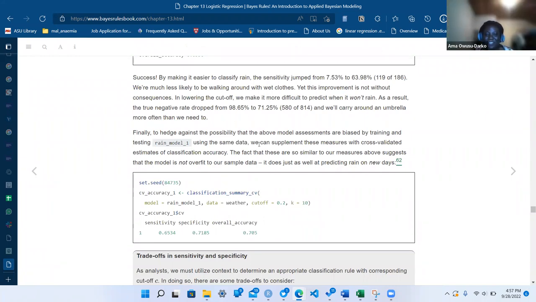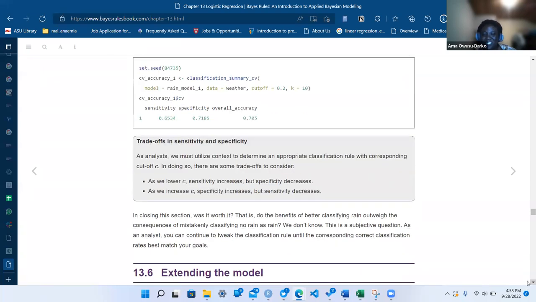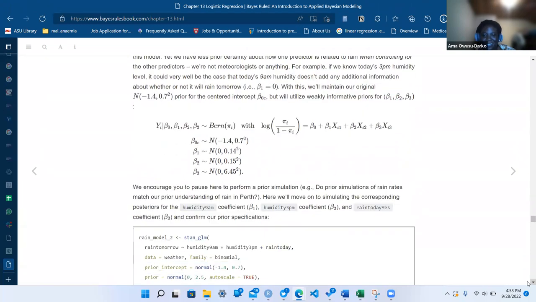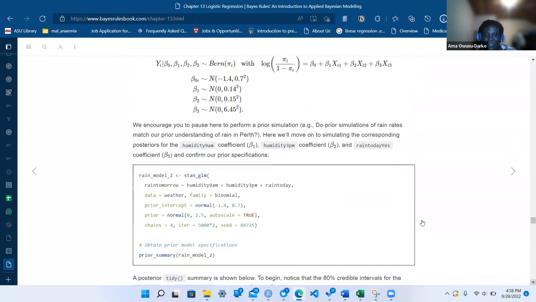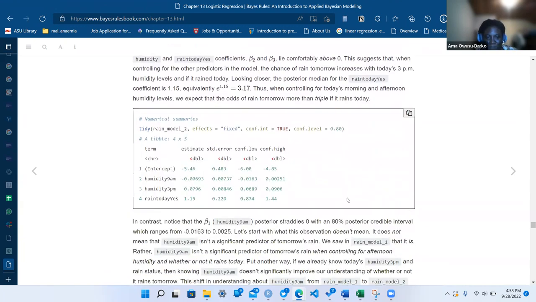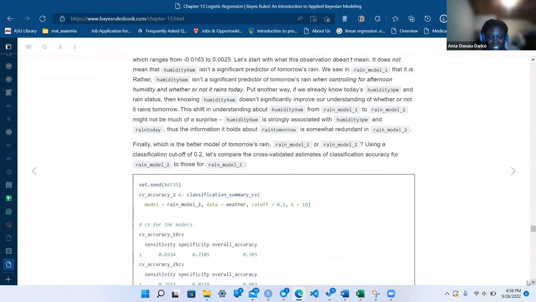Yeah, and here it talks about using cross validation to make it better, and basically what we've been seeing, trading off between sensitivity and specificity. So in your decision, you have to check what you really want. And we add more predictors, X2, X3, and it goes on to choose our distributions for our new betas. We have only 2 minutes, but I guess I will pause here. If you have any questions.